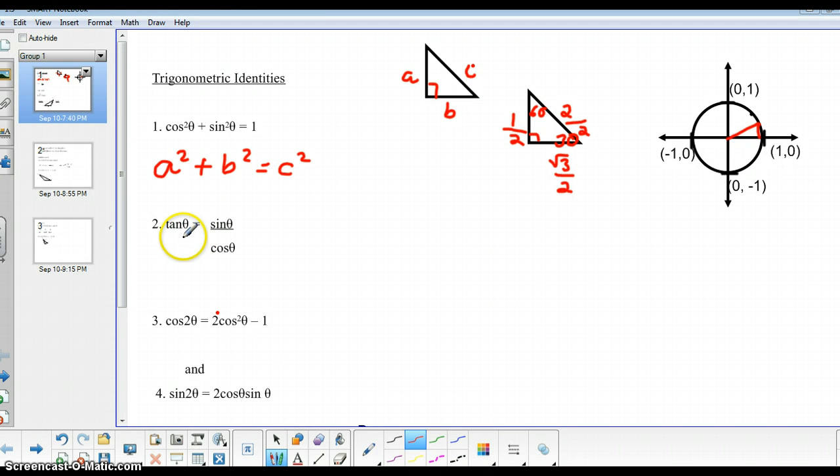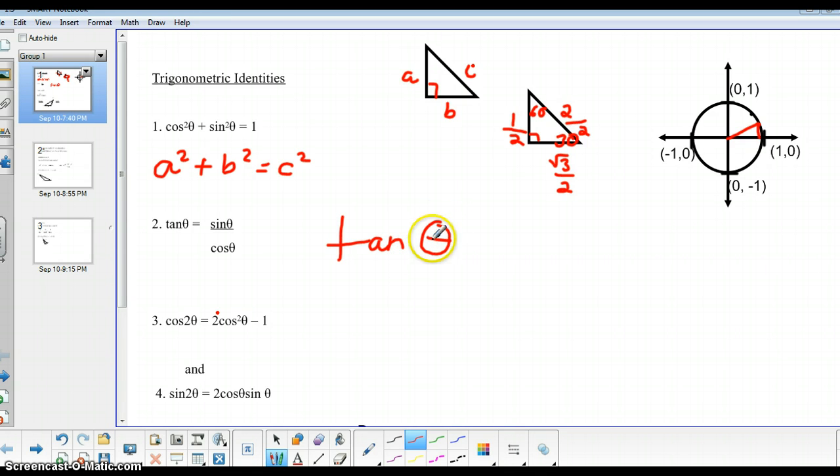So for the second identity, we're talking about tangent of theta equals sine theta over cosine theta. We can use this same identity to show where we are on that to prove that. It's not exactly a proof, but it'll help you just make sure you frame it in your mind.